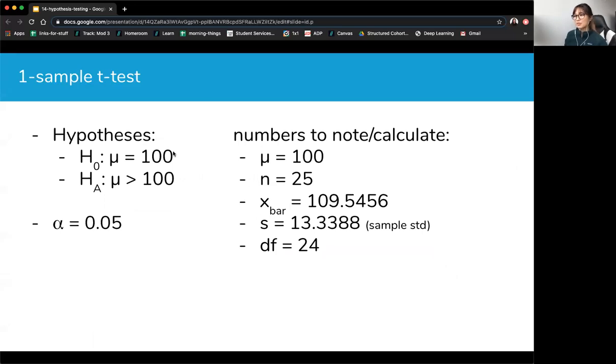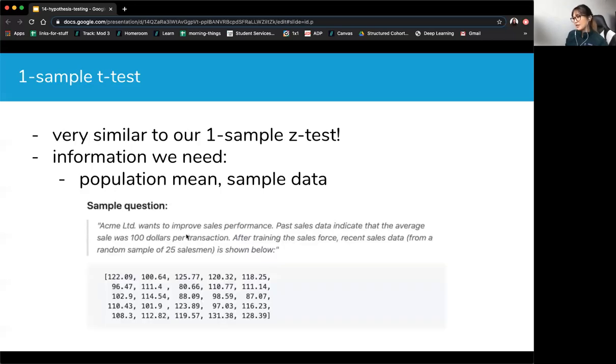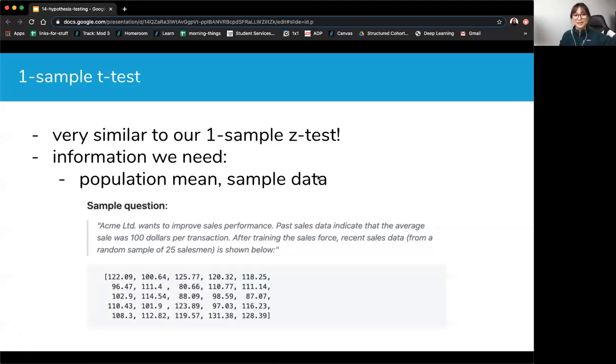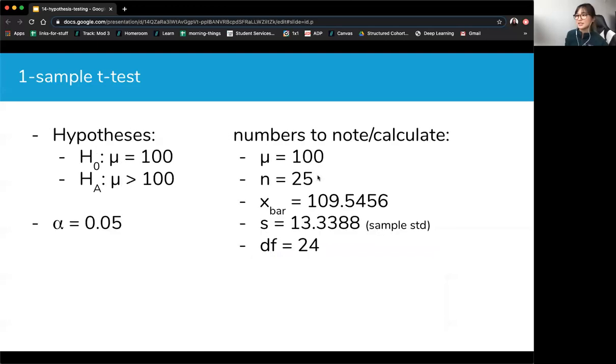Here we're testing against the mean of 100. Our null hypothesis is that mu is 100, and our alternate hypothesis is that mu is greater than 100. Again, this is a one-tailed test because they want to see an improvement in sales performance. It can be argued that you might want a two-tailed test here, because they don't have an explicit statement asking whether trained people are making higher sales, but that's going off on a tangent. Let's just use a one-tailed test for this.